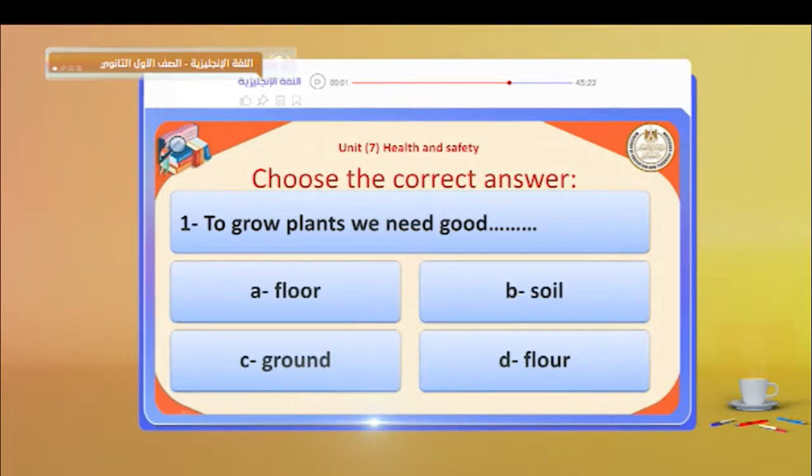So now let's do some exercises on the new vocab which we have taken in this lesson. Question number 1. To grow plants, we need good what? Good floor, good soil, ground, or flower.